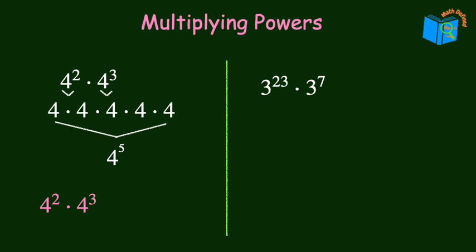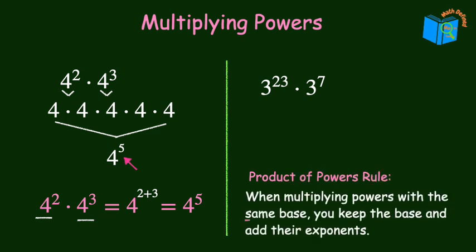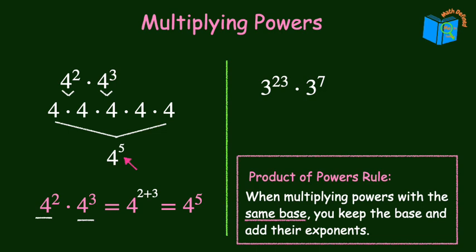First, we see that both powers have the same base of 4. Then looking back at 4 to the fifth, we see that instead of counting the number of 4's we have written out in expanded form, we could just add the exponents, 2 plus 3, to get 4 to the fifth power. This pattern that we just found is called the product of powers rule, and it states that when multiplying powers with the same base, you keep the base and add their exponents.